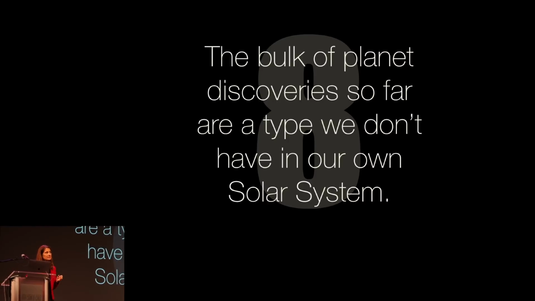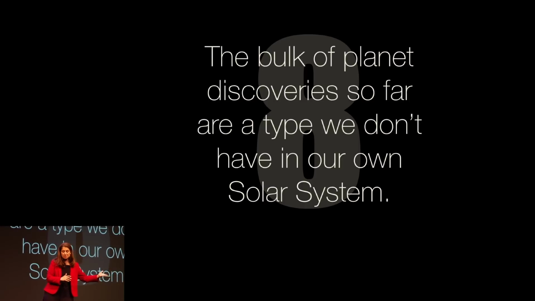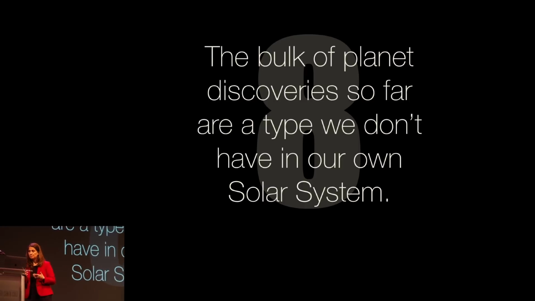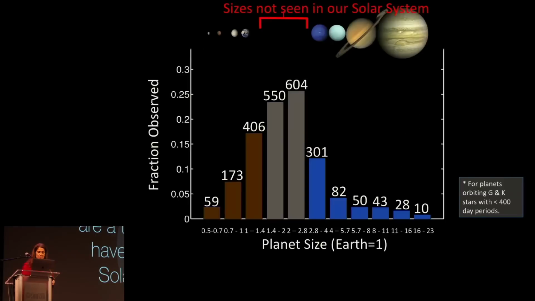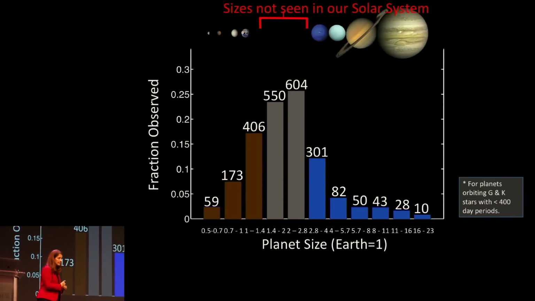If the planet size is about that of a terrestrial planet, like Mercury, Venus, Earth, and Mars, I'm going to color the bars brown. If the planets are more like the ice and gas giants, like Jupiter, Saturn, Uranus, and Neptune, I'm going to color the bars blue, so brown and blue. And here's what it looks like. Brown on the left, blue on the right.